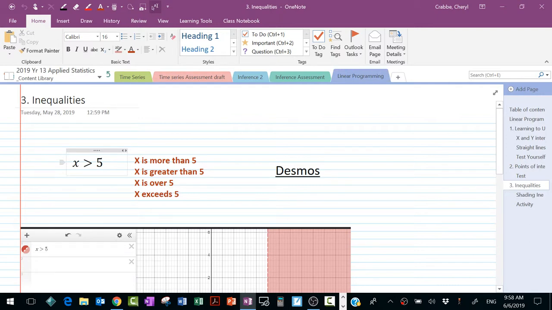We'll start with x, and this reads as greater than 5. X is greater than 5. It can also be stated, and you need to get used to the language, x is more than 5, x is greater than 5, x is over 5, or x exceeds 5.